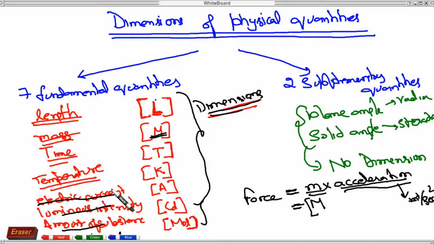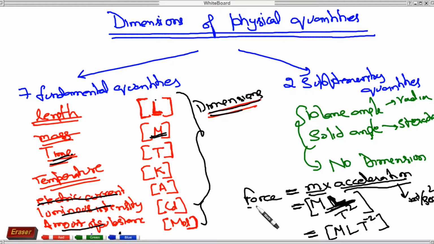So for meter, length, it's L. We will write it like this. Okay, and for second, it is time. For second it's time. So it will be T square. So the dimensional formula will be M L, and this is T square, so we can write it like this: T raised to the power minus 2. So this will be the dimensional formula of force.